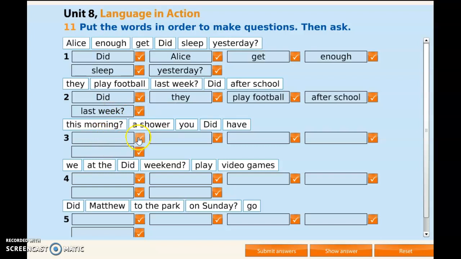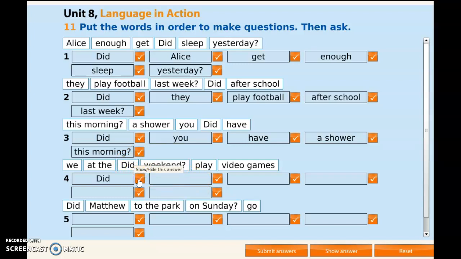Number 3. Once again, did, the first word. Did the person, you, the activity or the verb that we need in order to make the activity. So have a shower, this is a phrase. Did you have a shower? And once again, time at the end. This morning.